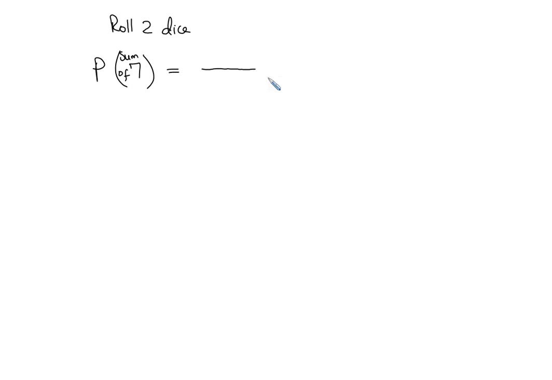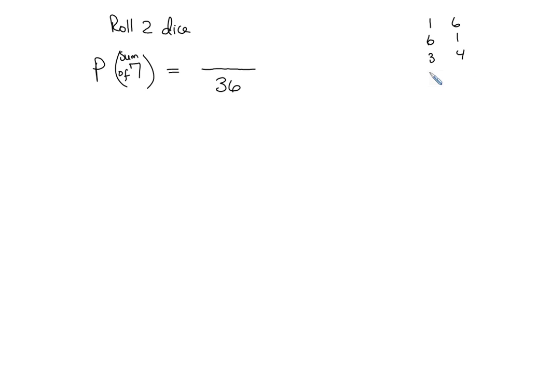Well, first of all, how many total possible outcomes are there when we roll 2 dice? 36. We just talked about that, right? The question is, how many of those 36 outcomes add up to 7? Well, what's one way we can do it? 1 and 6. What's another way? 6 and 1. Good. What's another way?